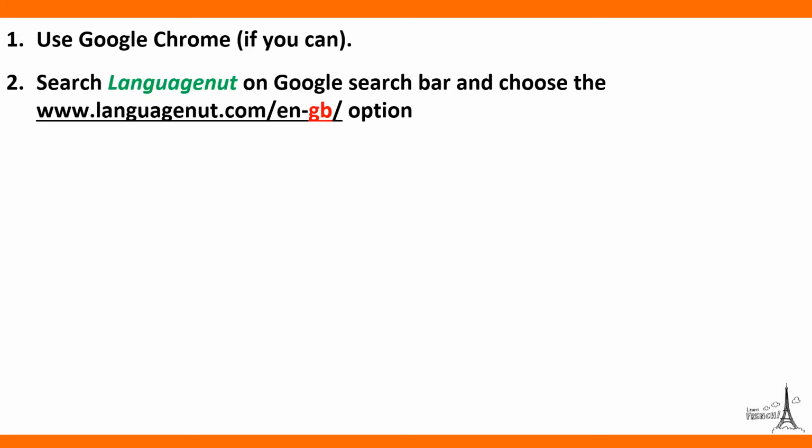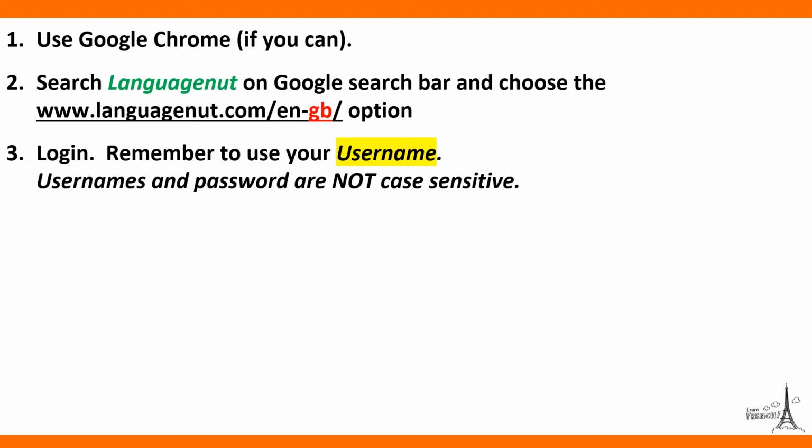Now your logins are on page 2 of your planners, okay? And there is the link. If you search Languagenut and then look for the one that ends NGB, if you remember that stands for English GB. I have also put the link on the school website, so that should help you as well on the DB Primary.